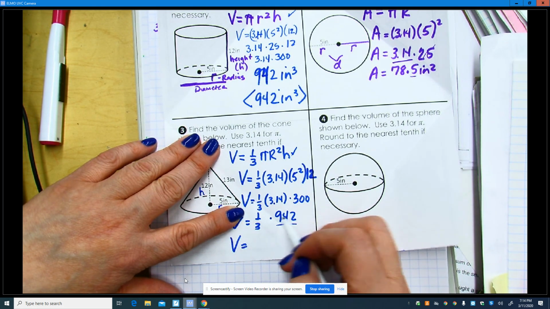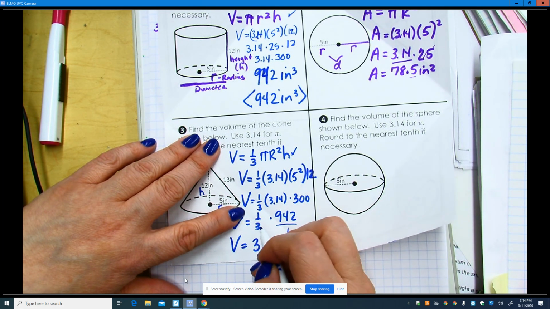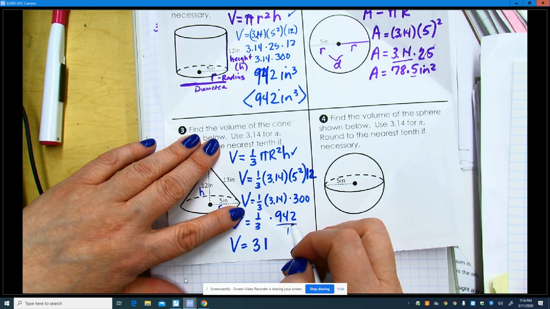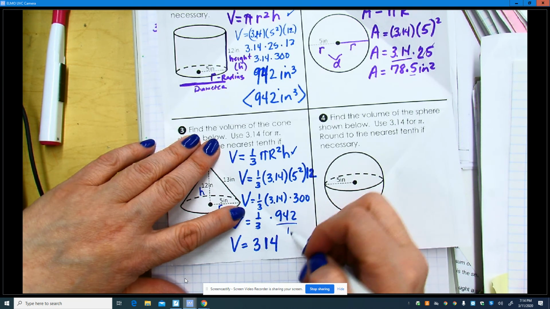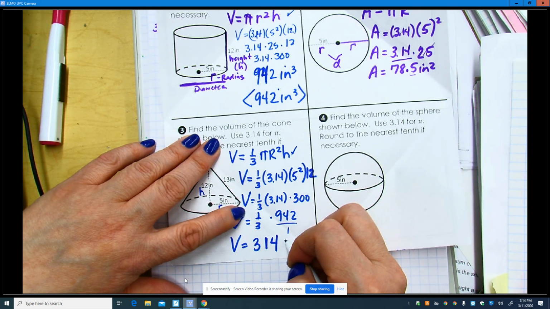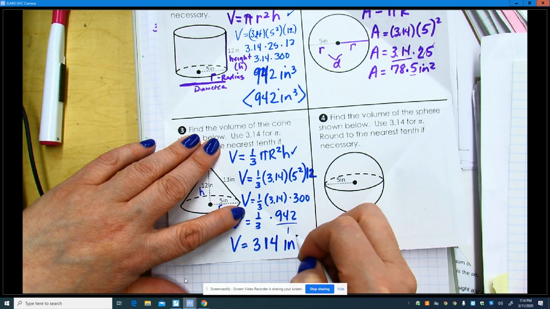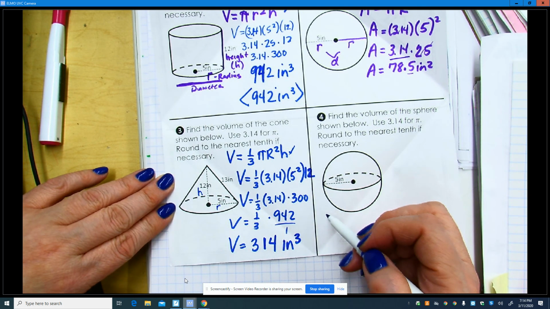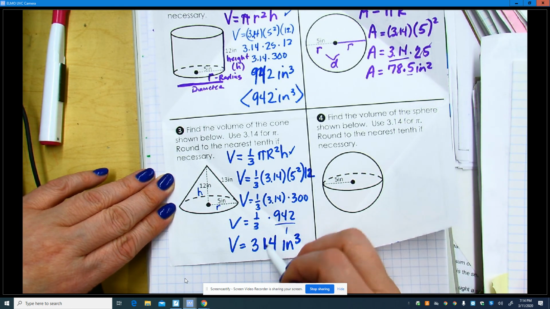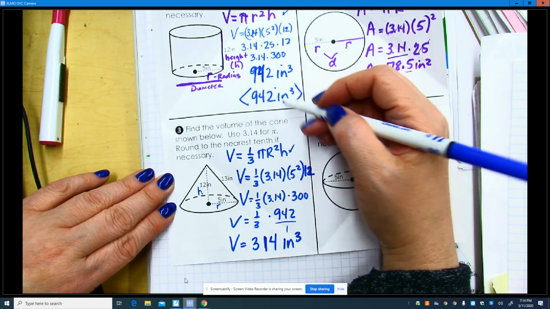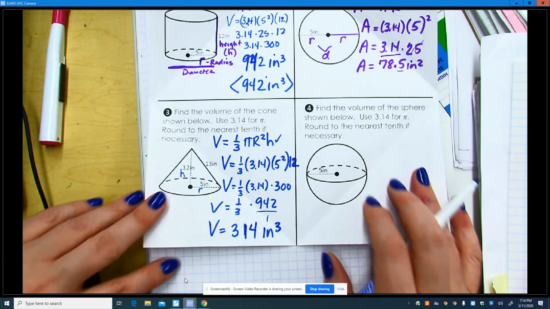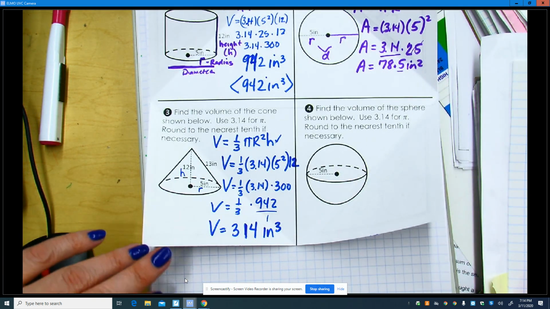So 3 goes into 9 3 times, 3 goes into 4 1 time, and it's going to leave behind a 1, which is going to match up with the 2, so then it's going to be 12, and 3 goes into 12 4 times, leaving us with the volume is 314 inches cubed, because again, it's a 3-dimensional figure. So you can see that this is the cylinder divided into 3. That is how a cylinder matches with a cone.